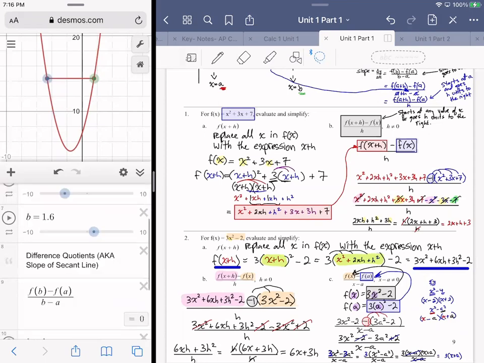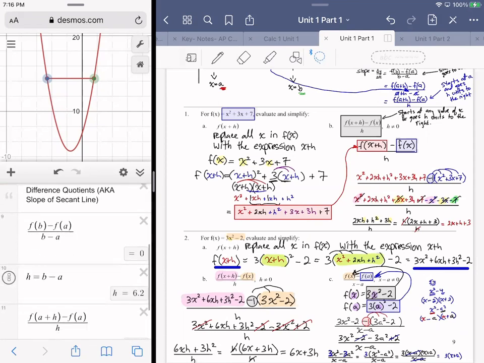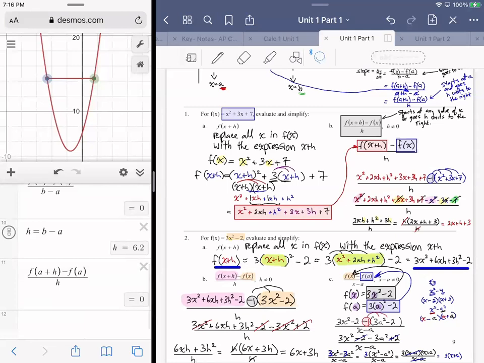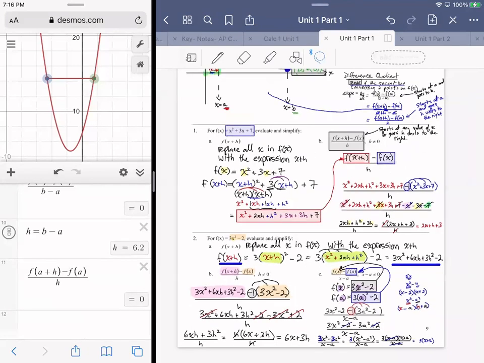If we go down, we have our 2 difference quotients, the f of b minus f of a over b minus a. That tells me that where I have my points positioned would give us a slope of 0. And then I also have the f of a plus h minus f of a over h, also giving you a result of 0. So let me show you what this would look like.